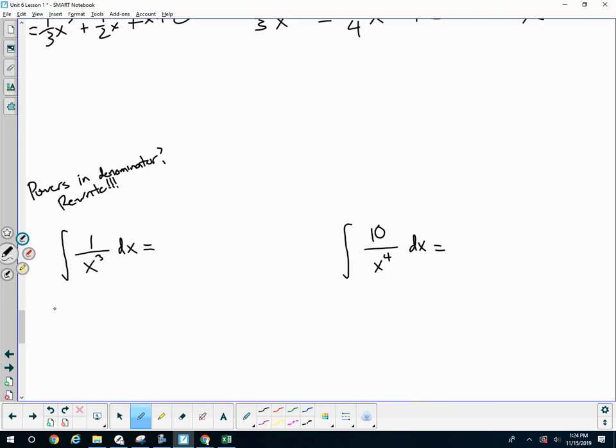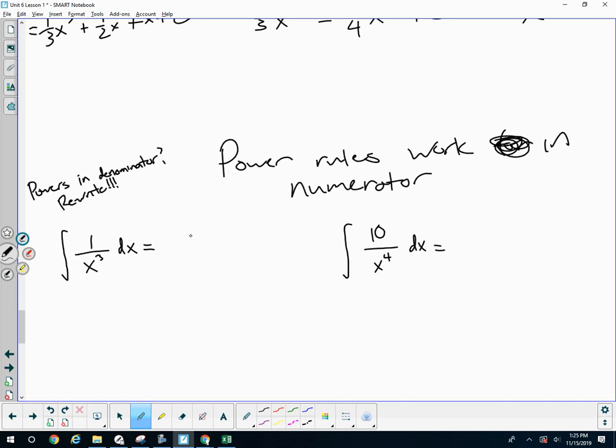Reminder, just like the power rule for derivatives, the power rule for antiderivatives does not work in denominators. Power rules work in the numerator. So you will not say this is 1 over x to the 4th times 1/4. Wrong. You would instead rewrite this as x to the -3rd and then take the antiderivative.